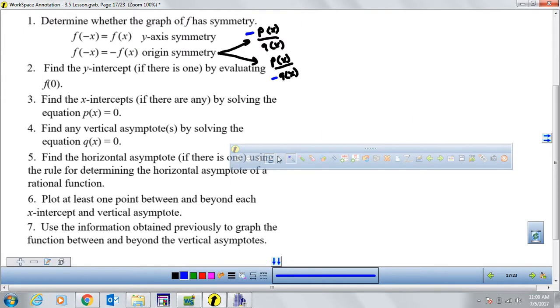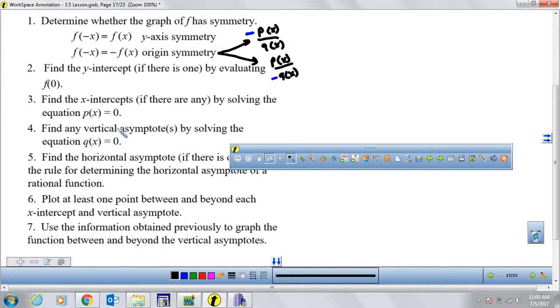So now, number 2, we're going to find the y-intercept. To find it, we're going to replace every x with a 0, just like we did before. Now to find the x-intercept, there is a little strategy, a little shortcut for finding the x-intercepts. I'm going to show it to you the long way, but then I'm going to give you the shortcut.